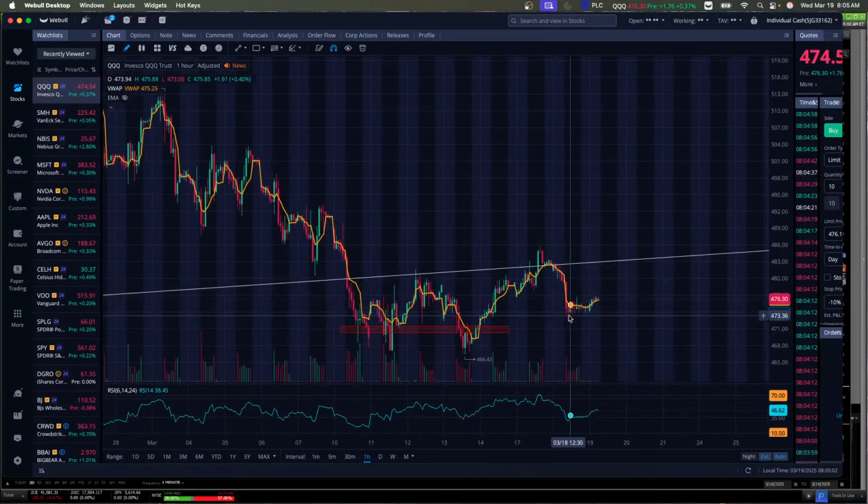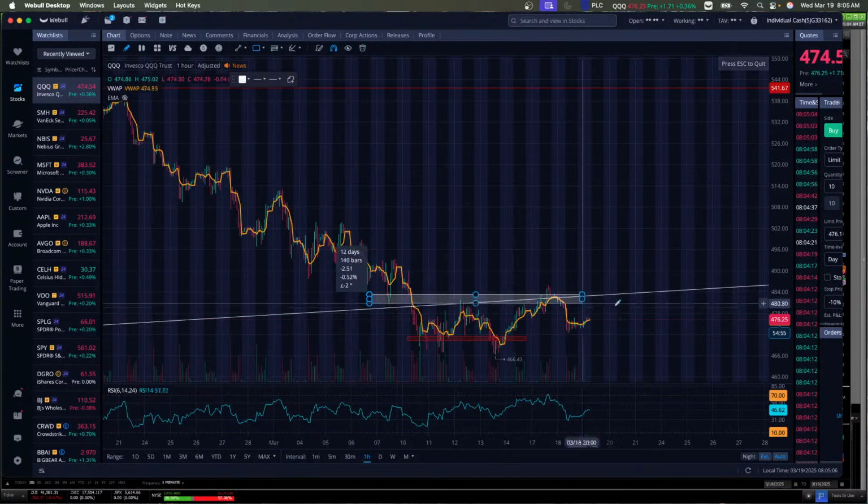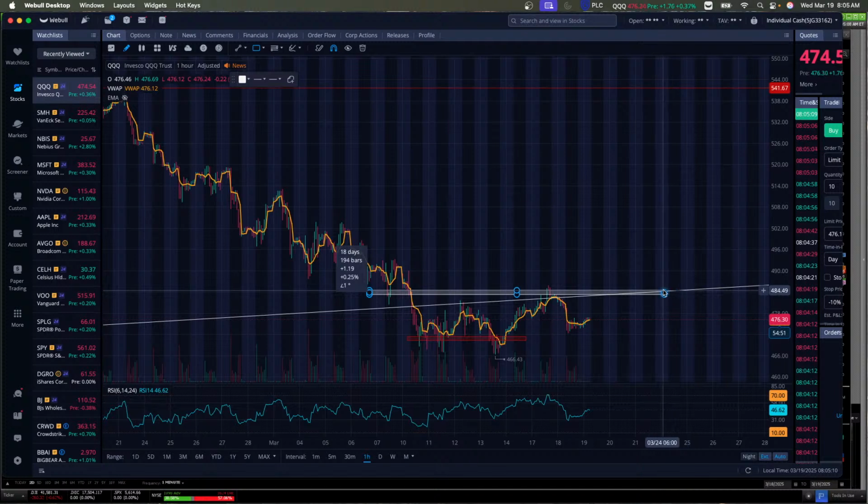Definitely watch out. QQQ must reclaim this level. This is the overall NASDAQ 100 ETF, where it holds Microsoft, Google, Home Depot, all that. So I definitely would be cautious with that.